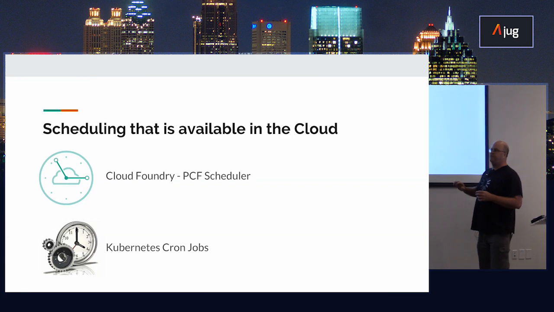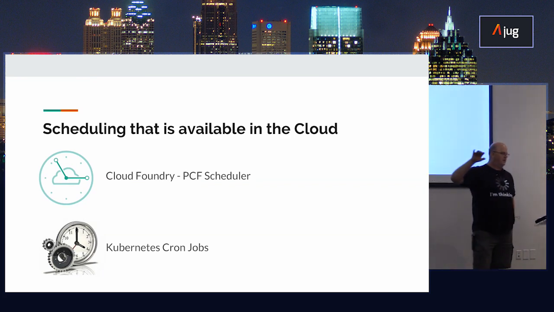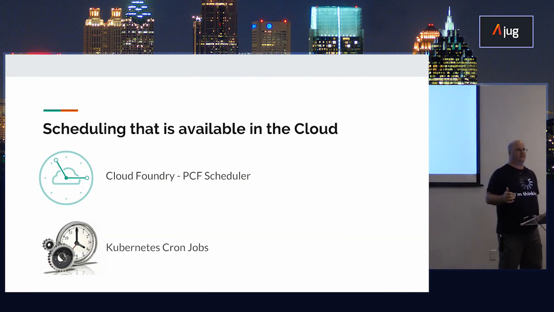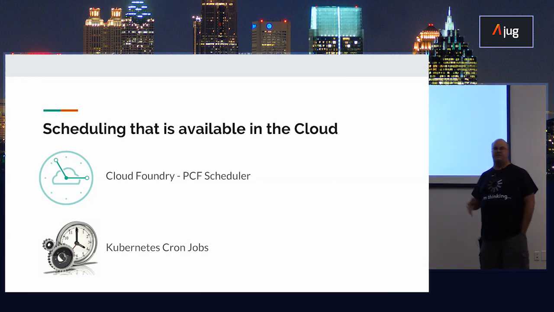So like we said before, we're going to be covering two cloud providers. We're going to be talking about Cloud Foundry and how it does scheduling. That's going to be through the PCF scheduler. Through Kubernetes, we're going to be using cron jobs. You're going to say, hey, is there anything else that they offer natively? The answer right now is no.